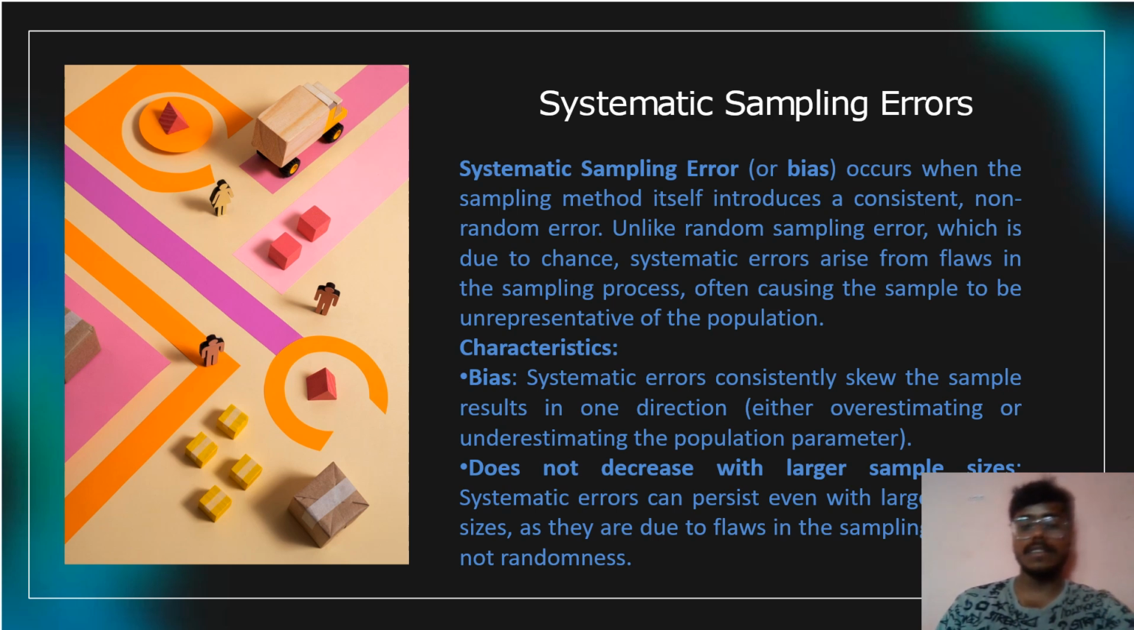Then what are the characteristics? First one, bias. Systematic errors consistently skew the sample results in one direction, either overestimating or underestimating the population parameter. This is the first one. Then second one, does not decrease with larger sample sizes. For example, systematic errors can persist even with large sample sizes, as they are due to flaws in the sampling process, not randomness. These are the two characteristics of systematic sampling error.